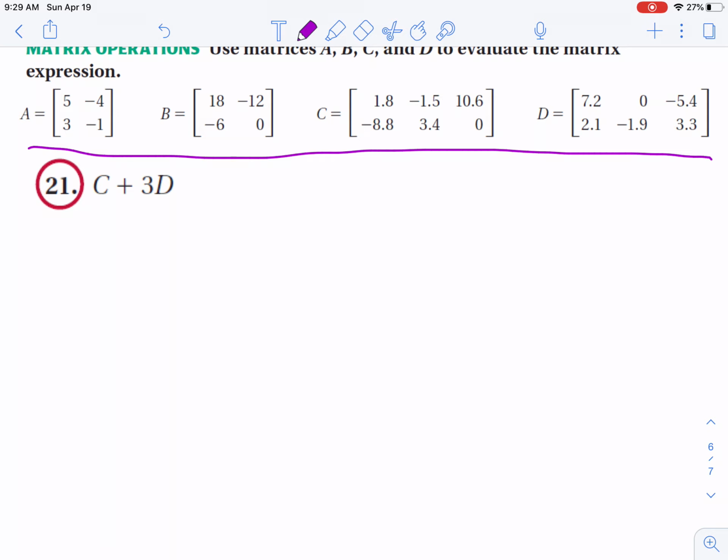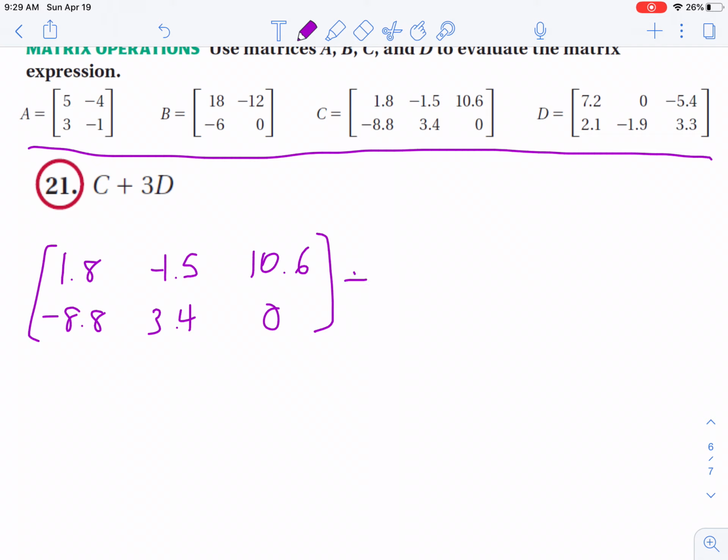All that means is that I'm going to take this matrix C, 1.8, negative 8.8, negative 1.5, 3.4, 10.6, 0, and I'm going to add 3 times D, which is 7.2, 2.1, 0, negative 1.9, negative 5.4, and 3.3.